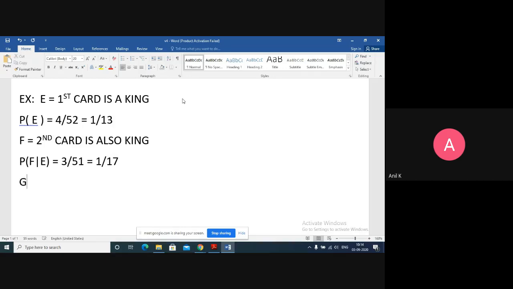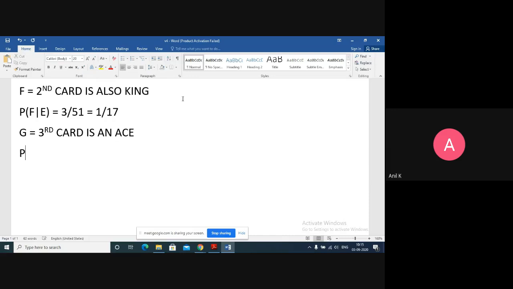Next, I am taking G as an event: your third card is an ace. So the probability of happening G, when E and F both have happened. Now, what will be the probability for this? 4 upon 50.